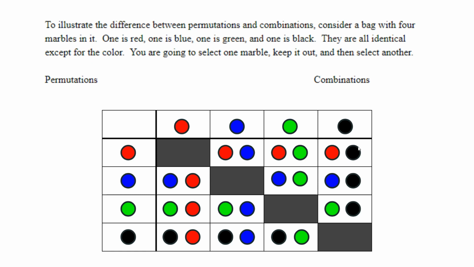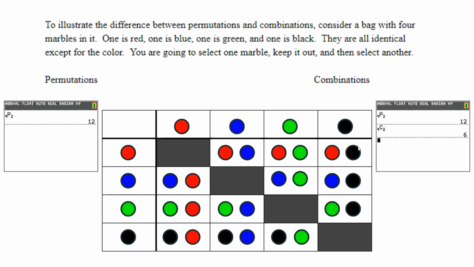So to illustrate the difference between permutations and combinations, consider a bag with 4 marbles in it. One is red, one is blue, one is green, and one is black. They are all identical except for the color. You're going to select one marble, keep it out, and then select another. So with permutations, there are 4 colors, and we're going to take 2 out. So there are 12 permutations of this. But if you do the same numbers, but with a combination, you only get 6.